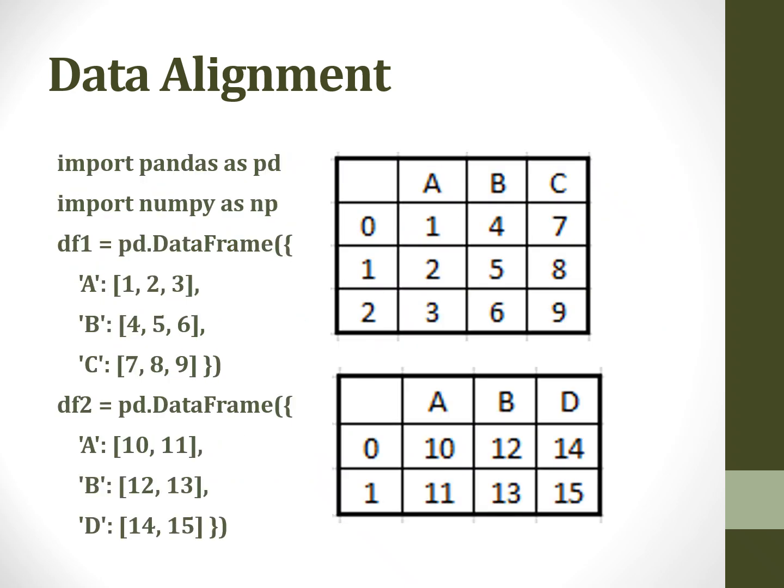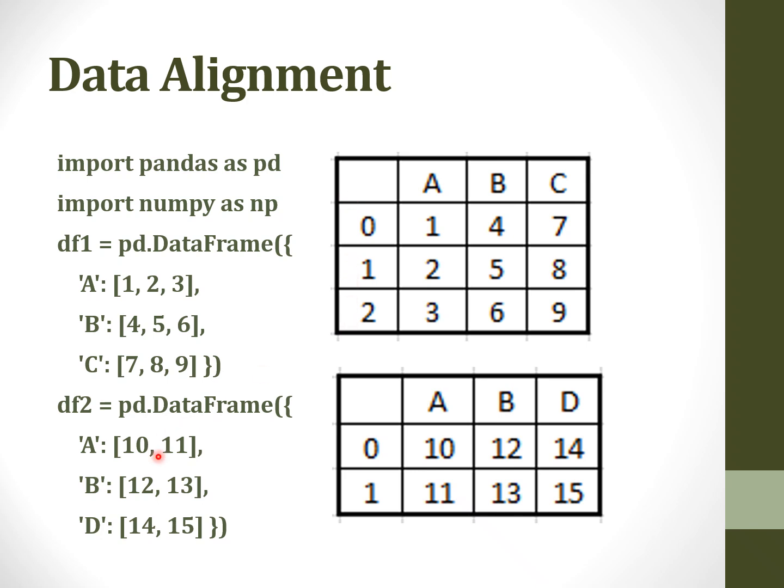Okay, we'll see examples for data alignment. So what happens? We are creating two data frames here. First one is df1. A, B, C are the column names. To column A you have 1, 2, 3, to column B you have 4, 5, 6, and to column C you have 7, 8, 9, and 0, 1, 2 are assigned as the row index values by default.